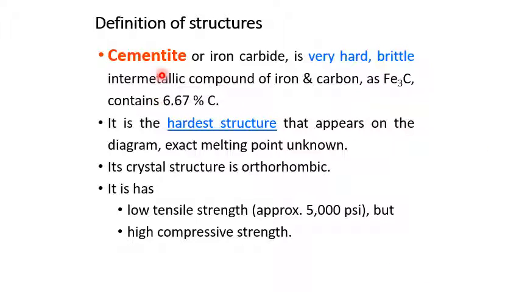Okay, so next is the cementite. So very hard and brittle because of the increase in the carbon percentage in that one. So the maximum carbon percentage which we can find in Fe3C is 6.67 percent. Okay, so it is the hardest structure. The structure will be orthorhombic, so low tensile strength but high compressive strength. Okay, so normally the cast irons with the maximum iron carbon content are good in compressive strength rather than tensile strength.